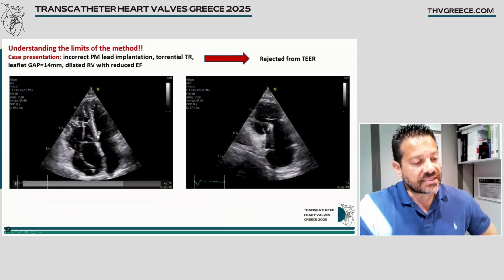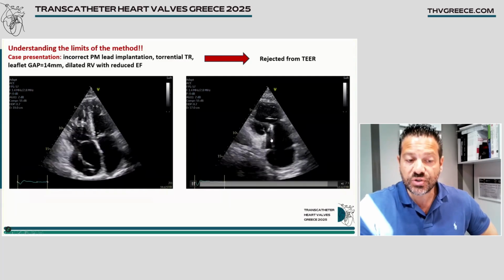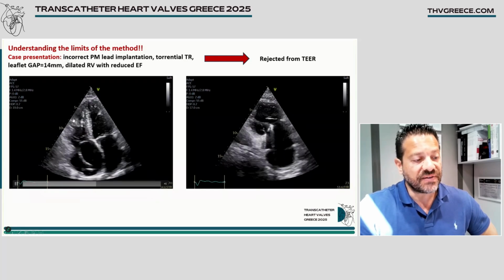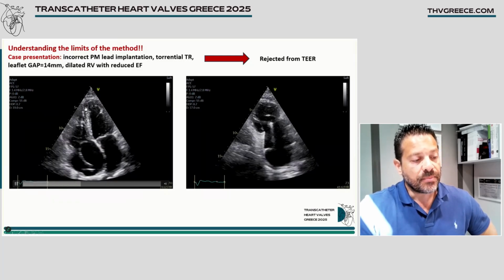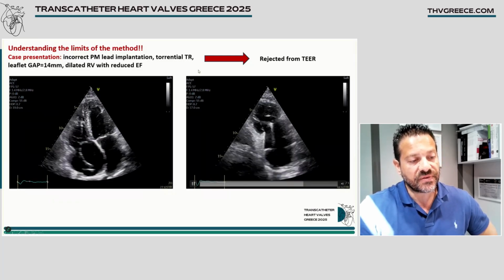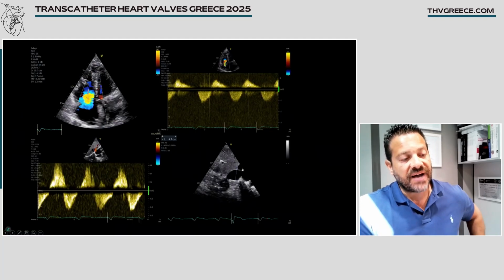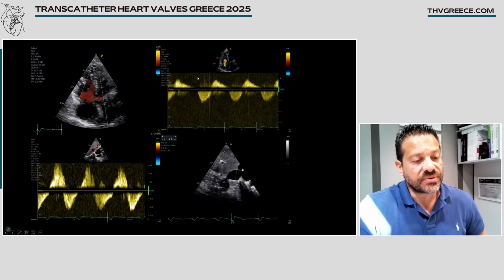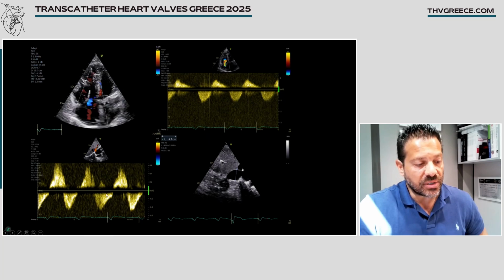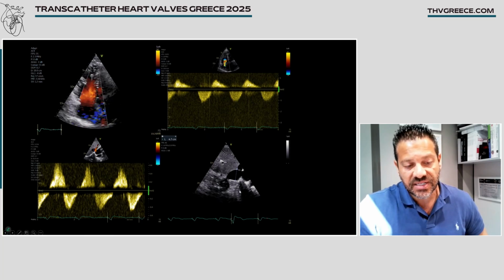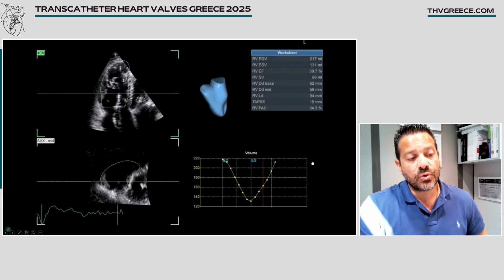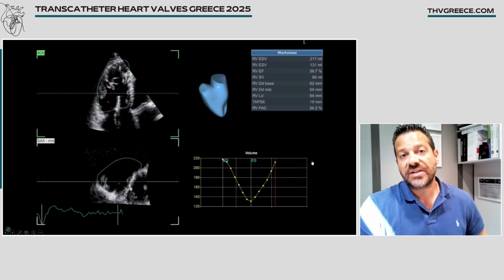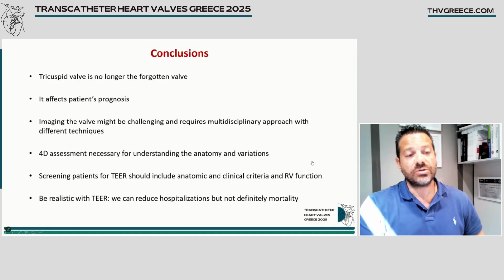This patient was rejected from edge-to-edge repair because of a huge gap. You can see that the gap between the leaflets is 14 millimeters. We have a huge right ventricle with a reduced ejection fraction and a wrong, apical position of this lead of the device, that developed torrential TR with the triangular signal here, hepatic vein systolic reversal, and an inferior vena cava of 47 millimeters, huge RV with reduced ejection fraction. So we should know our limits and not treat all patients.